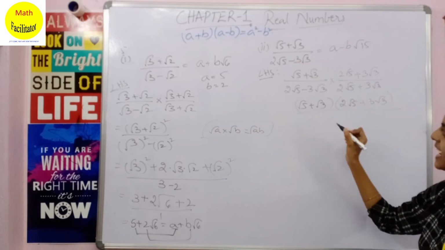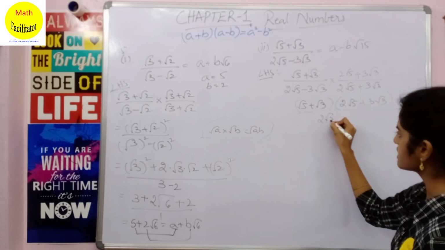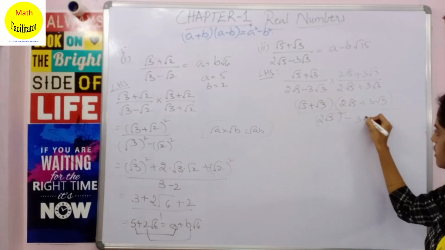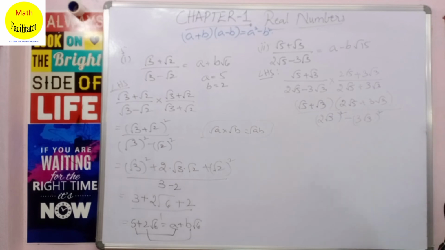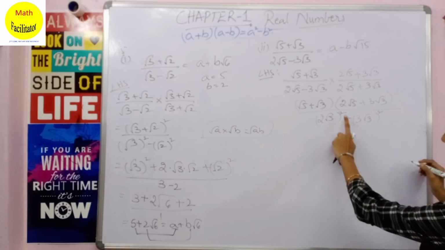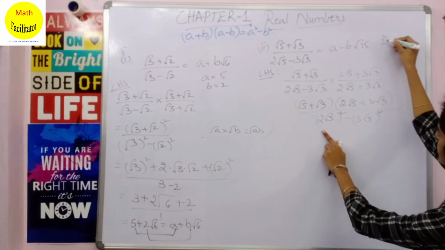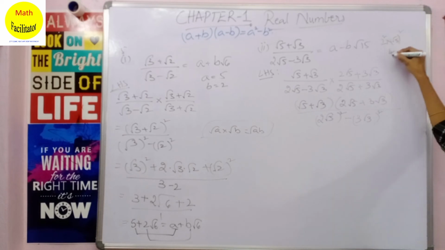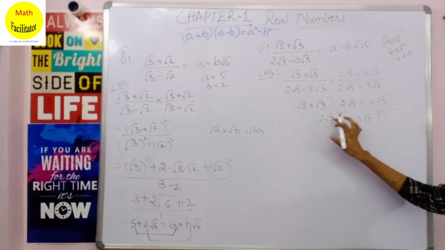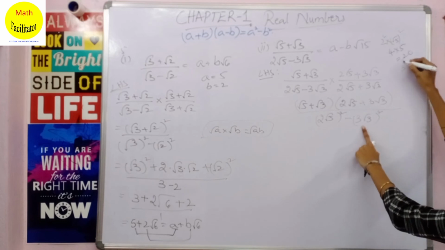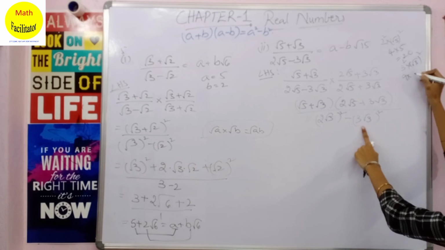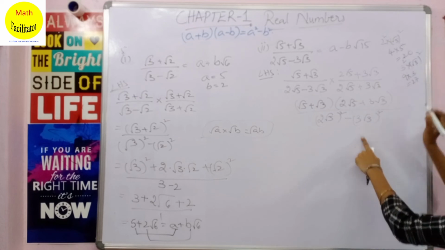So what is it? A square minus b square. So a is 2 root 5 here, so 2 root 5 whole square minus b is 3 root 3, so 3 root 3 whole square. Now let us solve this. This is nothing but 2 square into root 5 whole square. So 2 square is 4 into root 5 whole square is 5, so this is 20. Now this is 3 square into root 3 whole square. So 3 square is 9 into root 3 whole square is 3, so this is 27. Clear?